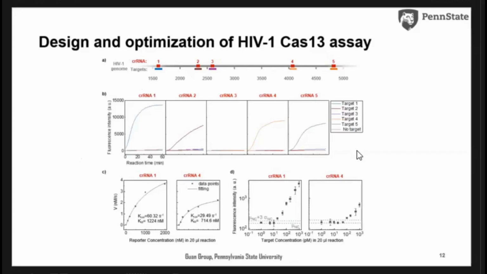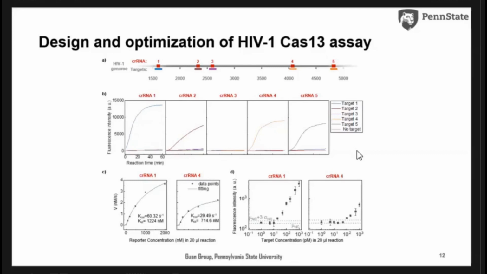And we cross-checked all 5 cRNAs and targets together. So this result that we got shows us 2 things. First, our assay showed perfect specificity, because the only cases that we got the fluorescent image was when the cRNA and the targets were matched. And also we realized cRNA 1 and 4 show the highest transcleavage activity. So that's why we chose cRNA 1 and 4 for the next experiment.